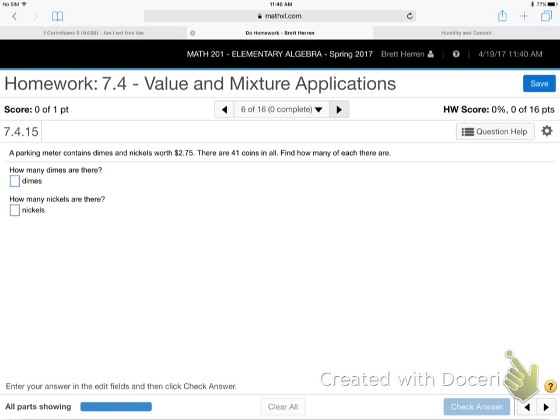Okay, so here's another money word problem. A parking meter contains dimes and nickels, $2.75, 41 coins. How many of each? So it's a money problem. So give that a try. Set up your, you know what to do, right? 2 equations. Always 2 equations. First one has no money in it. The second one is all about the money.